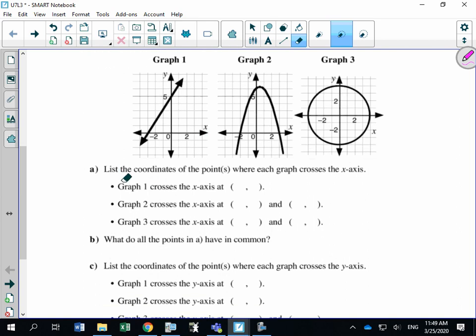So what it says for A, list the coordinates of the points where each graph cuts the x-axis. So I'm going to put big red dots where it cuts the x-axis. That's an x-intercept, and it's at -3, 0. These two coordinates here are where my graph cuts the x-axis. Those are x-intercepts. So the first one is -2, 0, and then 3, 0. This point and this point is where my graph cuts the x-axis, because remember that's my x-axis. So that would be -4, 0, and 4, 0.